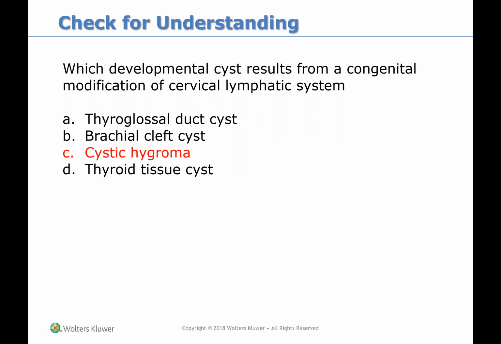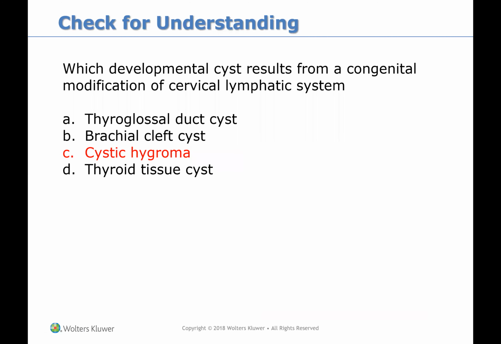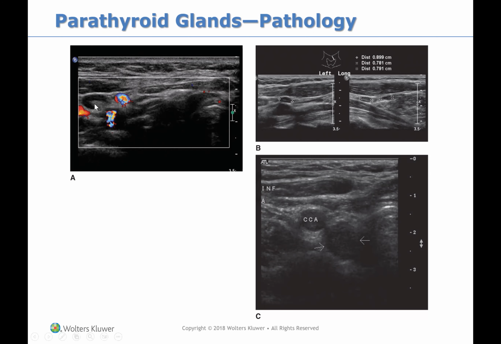So which developmental cyst results from a congenital modification of cervical lymphatic system? And that's a cystic hygroma. You'll learn a lot about that in OB2. And which indicates the normal appearance of cervical lymph node? An echogenic hilum. So if we go back to this on A, see the hilum, the echogenic center.